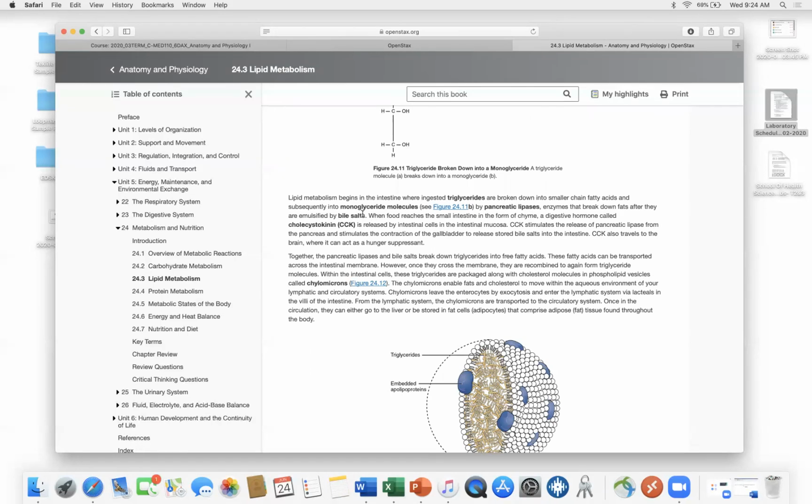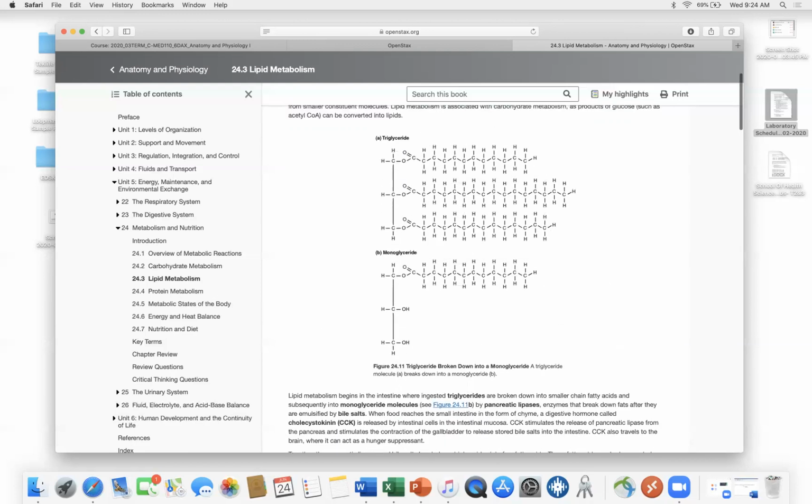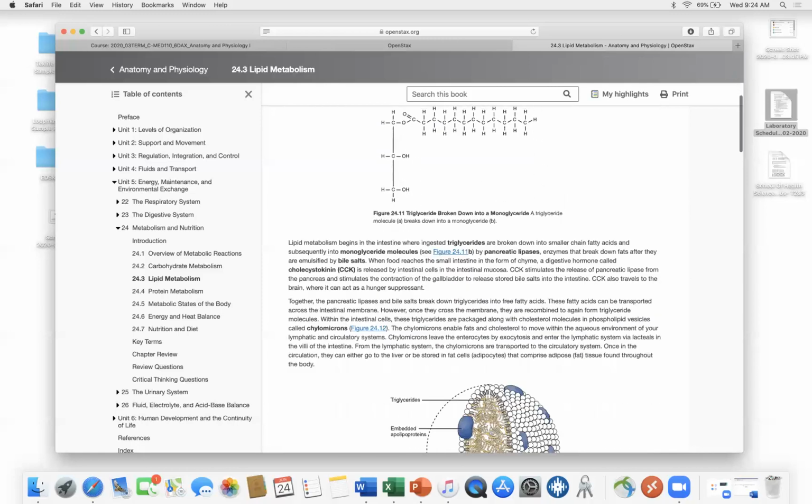And also bile salts, which are created in the liver, and then they get stored in your gallbladder. And of course, a hormone called CCK, cholecystokinin, is also released when you eat a lot of fat, and it releases these pancreatic lipases. So what do these things do? These things are called emulsifiers. They break down fat. So they're going to take this triglyceride and then break it down into this, which is a monoglyceride.